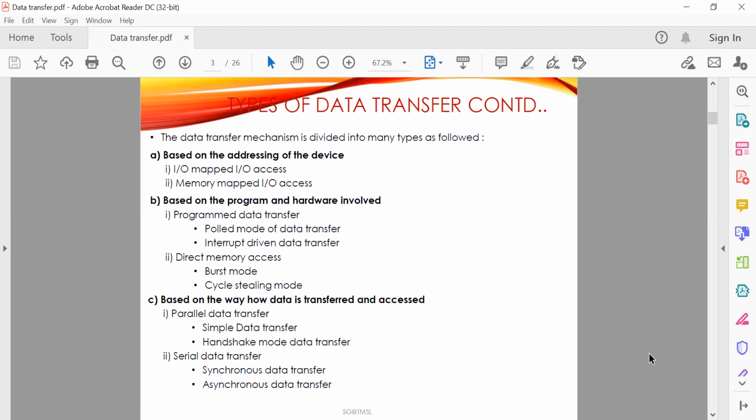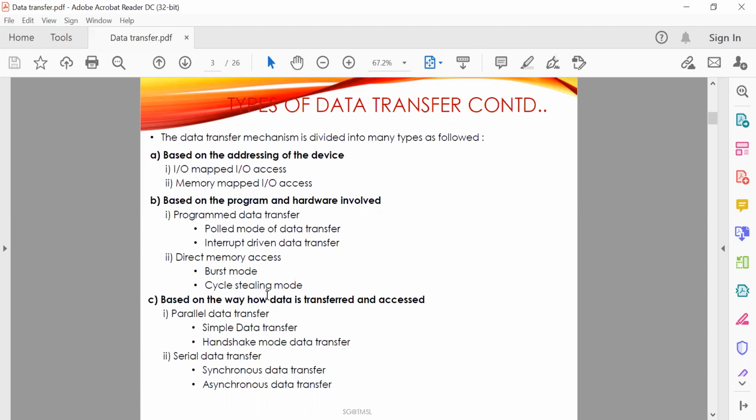Now, in burst mode, what happens? A complete block of data is transferred in a single DMA cycle, and the system bus is released by the peripheral or DMA controller only after the required bytes of data are transferred.